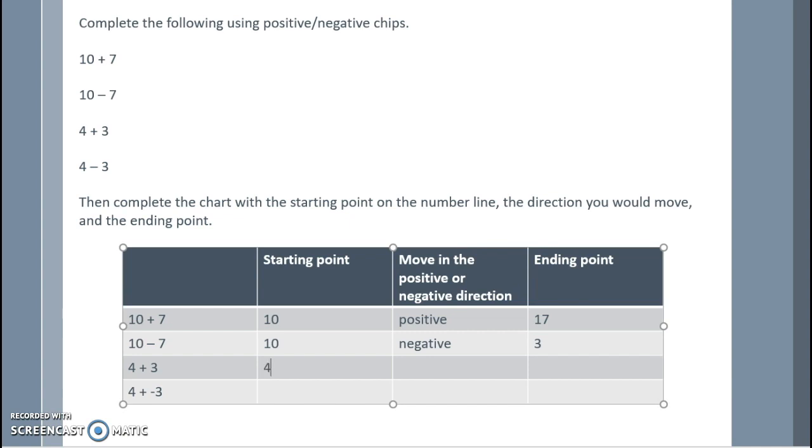The third one, we started at 4. Again, we moved in the positive direction because we were adding more to it. We weren't adding negative, we were adding positives, so we ended up at 7. And then the last one here, we started at 4. This time we subtracted 3, so we went a negative distance, and we ended up at 1.